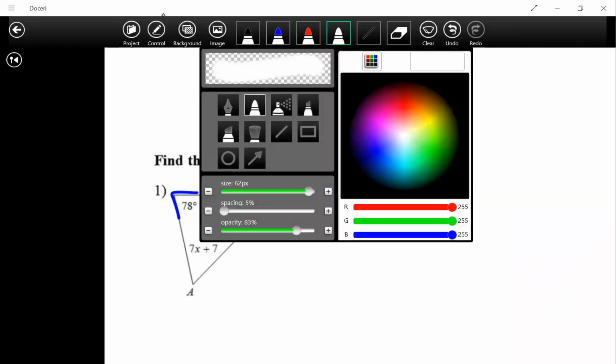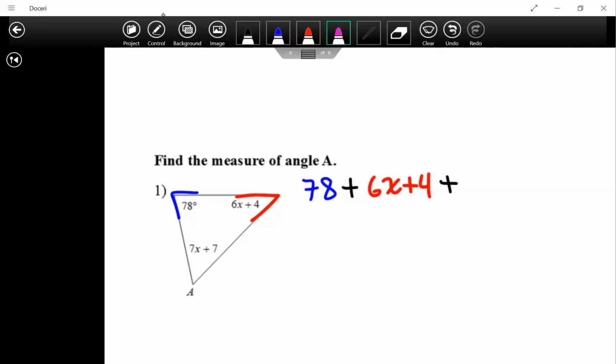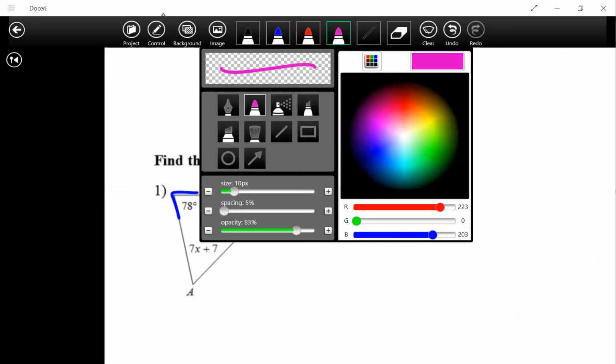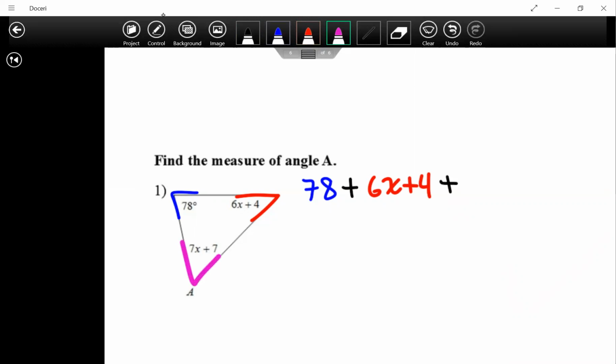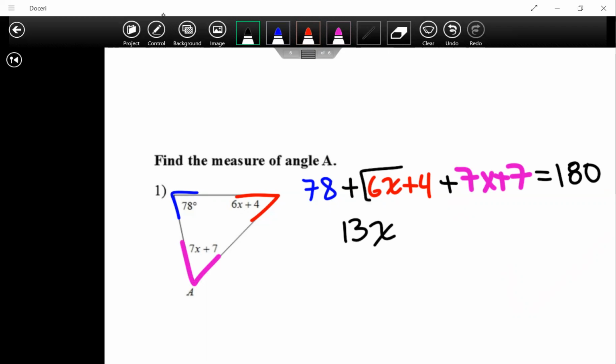I can change it to a different color. Let's do purple. Adding 7x plus 7 is equal to 180. CLT, combine like terms. 6 and 7 gives me 13x. These go away. 78 plus 4 plus 7. 78 plus 4 is 82. 82 plus 7.